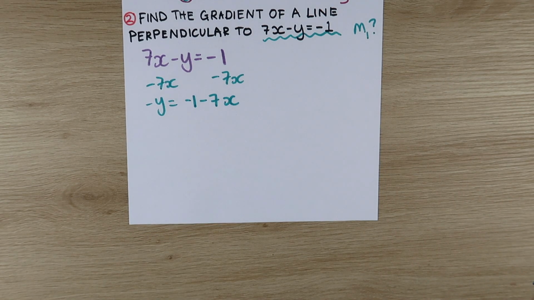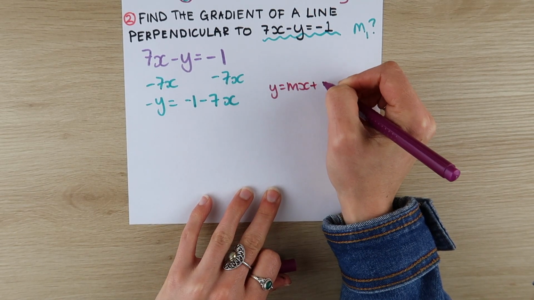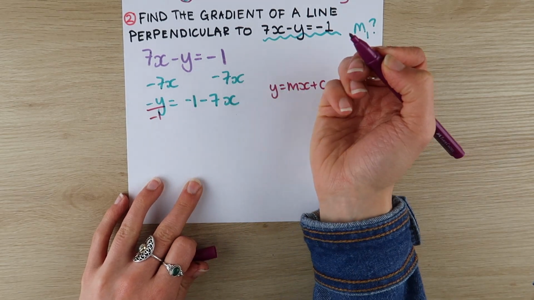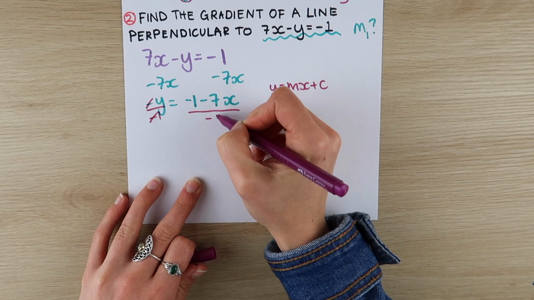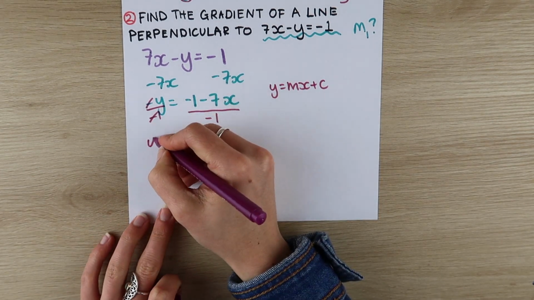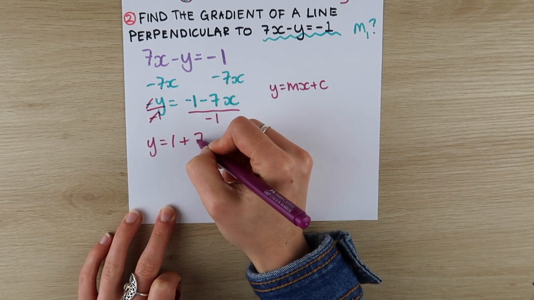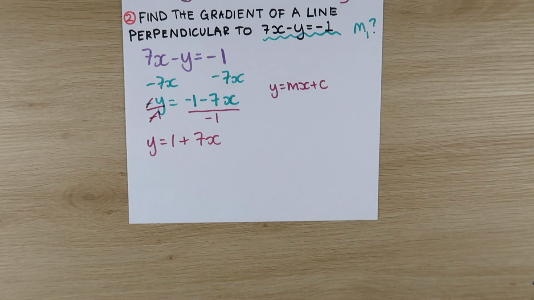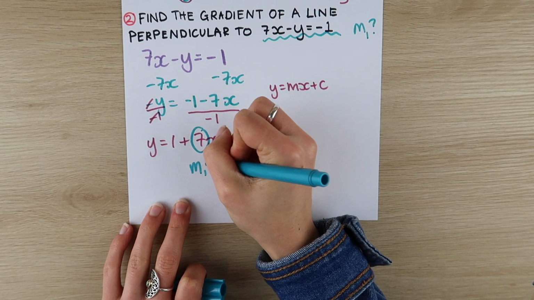Now I don't want that negative in front of the y because that's still not in the form of y equals mx plus c. So I'm going to divide by negative 1 to cancel it out, which means I also need to divide the entire right side by negative 1. This leaves my equation as y is equal to positive 1 plus 7x. Now since the gradient is whatever is multiplied by my x when it's in this form, m1 is equal to 7.